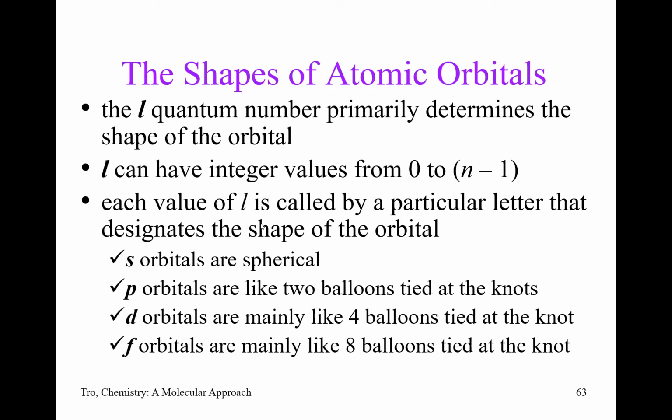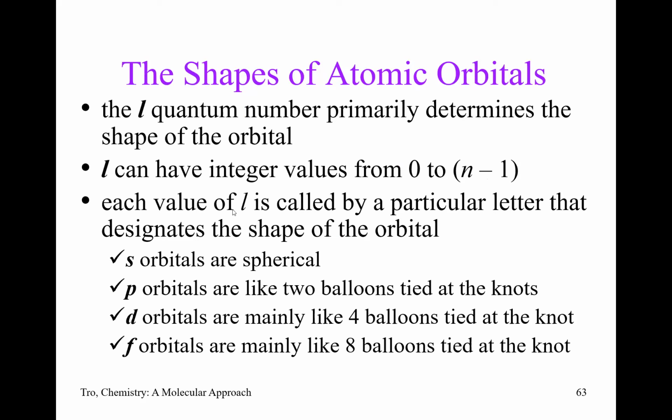All right, so the L quantum number basically determines the shape of the orbital. And number-wise, for bookkeeping, the L can have these values from 0 up to n-1. And n is, we'll see, going to be the number in the periodic table. It's the row. So it starts with 1 and goes on down.